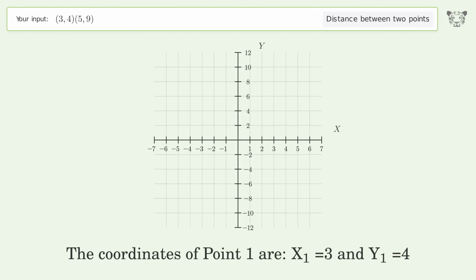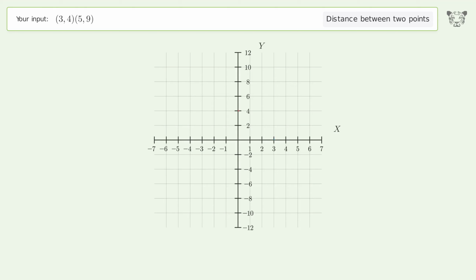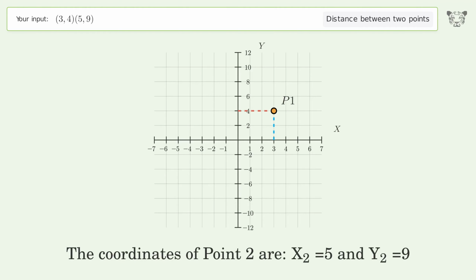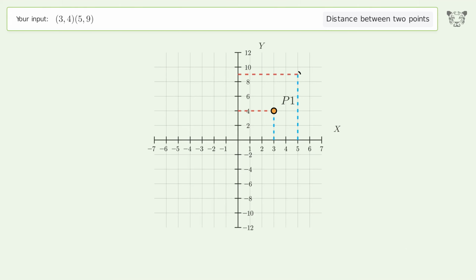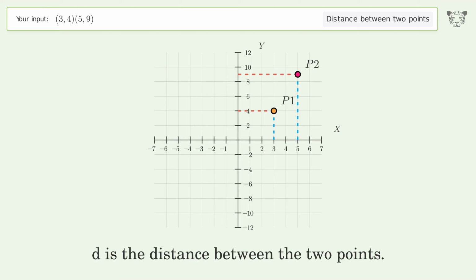The coordinates of point 1 are, x1 equals 3 and y1 equals 4. The coordinates of point 2 are, x2 equals 5 and y2 equals 9. D is the distance between the 2 points.